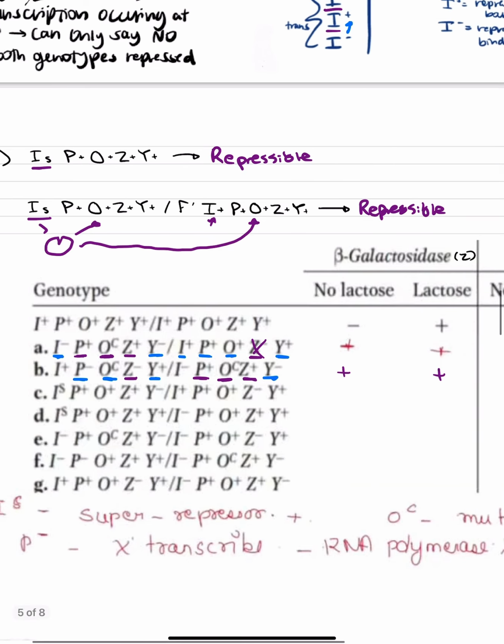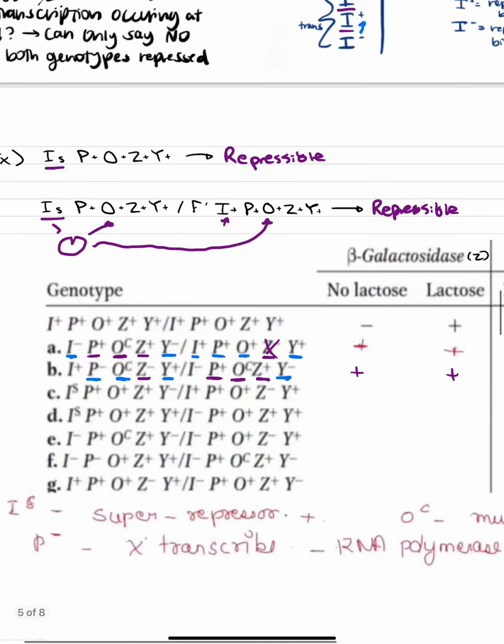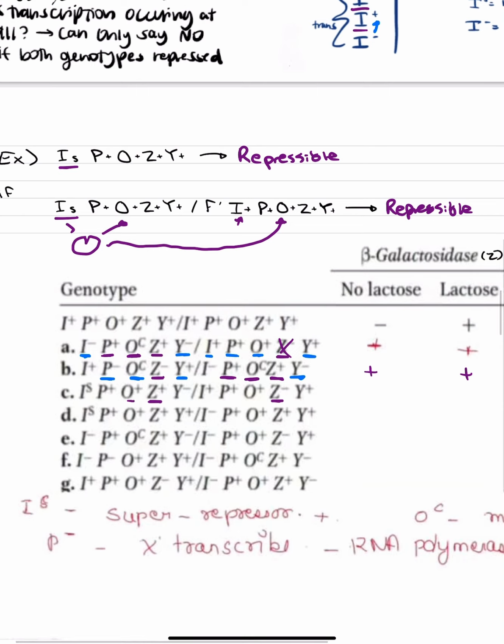For beta-galactosidase, looking at the Z gene, here we see we have a functional Z. Here we have a non-functional Z. Let's look at the cis-acting elements. We have a plus and a plus. Now let's look at the trans-acting elements. Here we have an IS. Here we have an I plus.